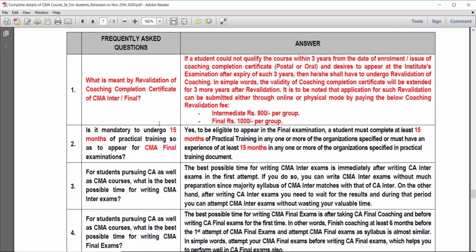Revalidation. Once you register for any particular level of CMA course, that registration will be valid for a period of 3 years. If you don't complete this particular level within such 3 years, then you have to revalidate your registration by paying a certain amount of fees. Such a revalidation certificate will again be valid for a period of 3 years.